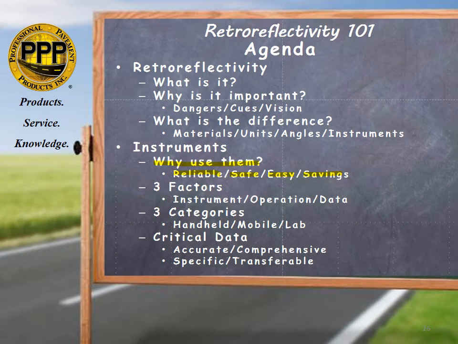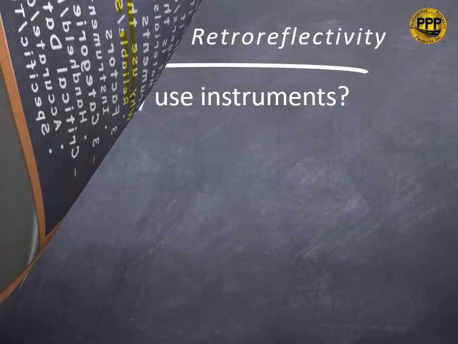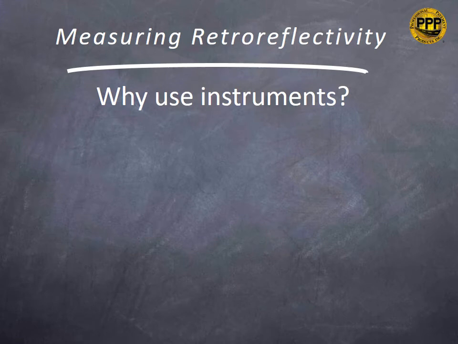Okay, now let's start taking a look at the instruments themselves and why we use them. Why we use instruments is because they produce a reliable scientific measurement that eliminates human error or subjectivity. They're a safe method that allows for inspection night or day during the safest time of that particular roadway.